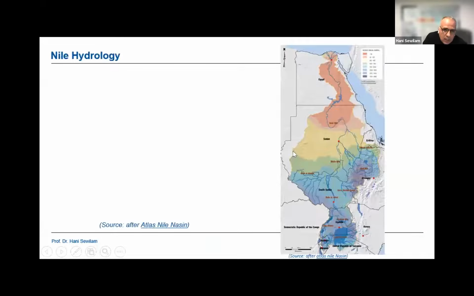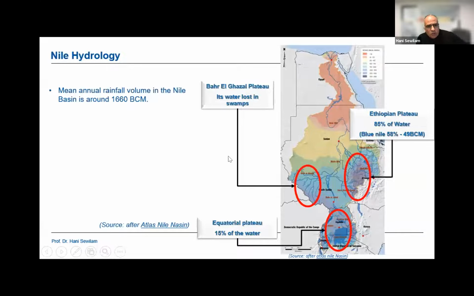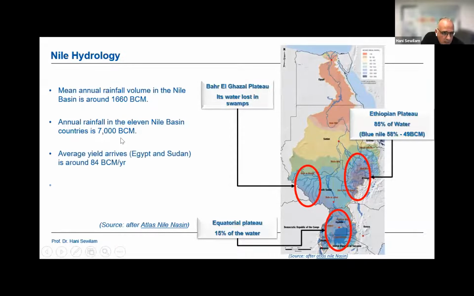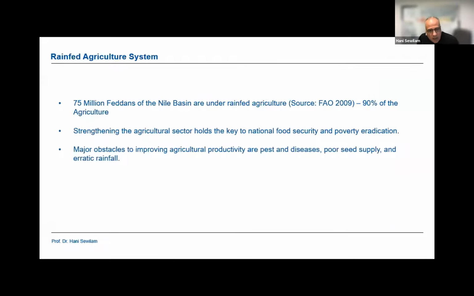we have huge potential in the basin. We have a lot of rainfall. And you can see here the intensity of the rain. I'm not going to repeat because Vincent already mentioned this. You have 1,660 BCM, billion cubic meters, of rainfall in the basin. In the 11 countries, you have 7,000 BCM. And the discussion around the 49 from the Blue Nile or the 84 from the blue water here should really orient the effort to rain-fed agriculture, which is happening in very big areas in Africa.